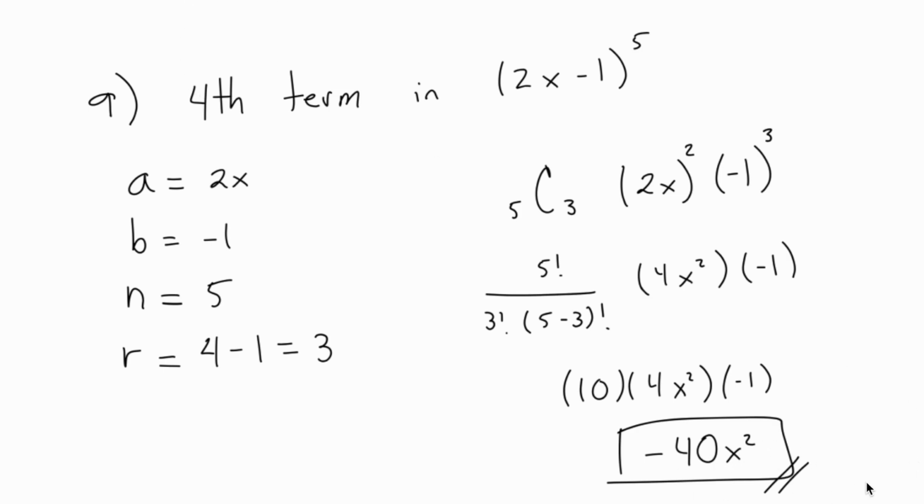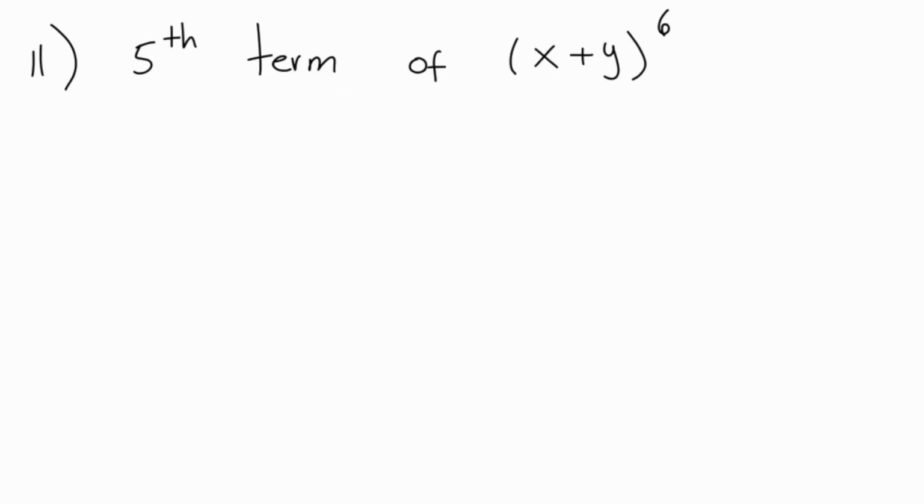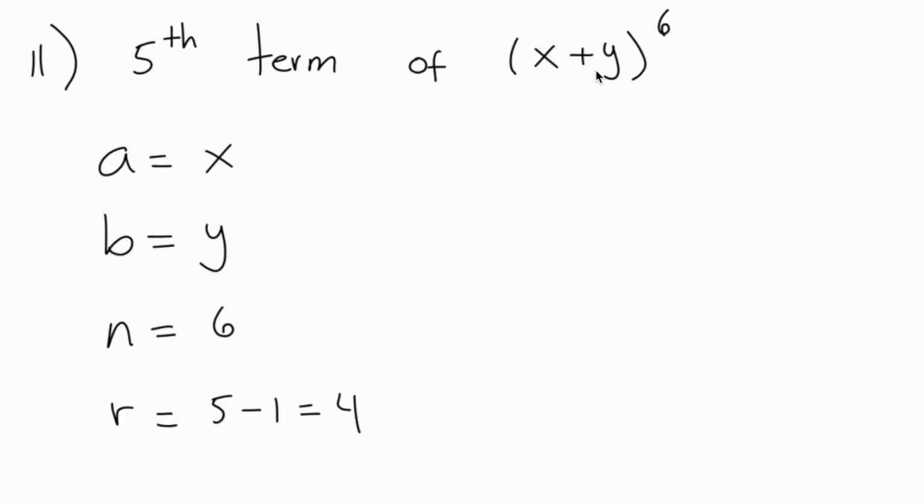So you don't have to do the whole expansion to find the fourth term. You can just apply the general term formula. Okay, let us do it again. For question 11, I want to find the fifth term of (x plus y) to the power of 6. So the first part is my a, the second part is my b, n is my exponent, and r is the number of the term minus 1.